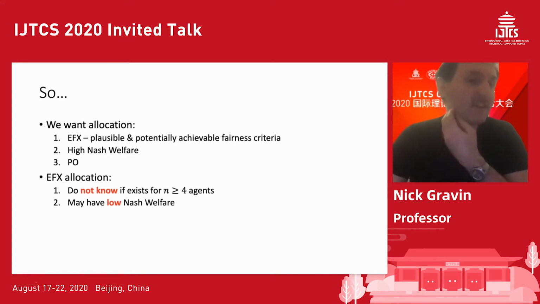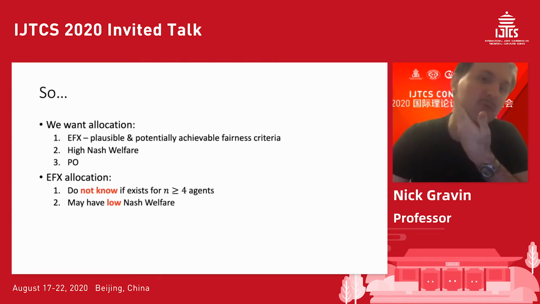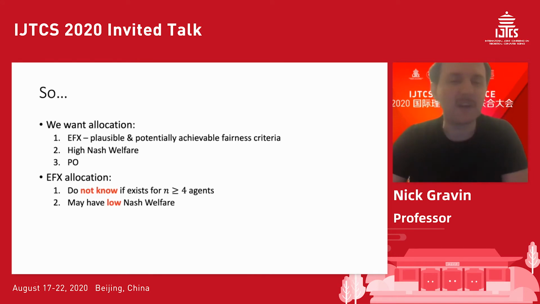Well, there are quite a few issues with this ideal plan. One of them is that we actually don't even know if EFX allocations exist for at least 4 agents. So it's a big open question. And also, as we just saw, allocations may have pretty low Nash welfare, which is again non-ideal. And Pareto optimality adds one more layer of difficulty to the problem.